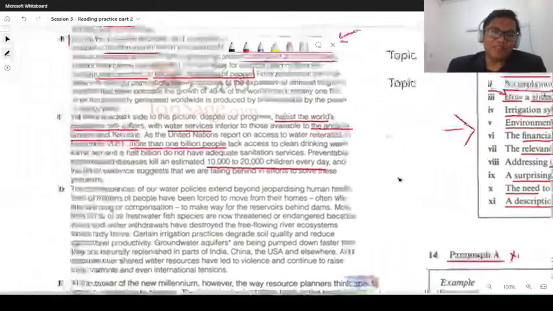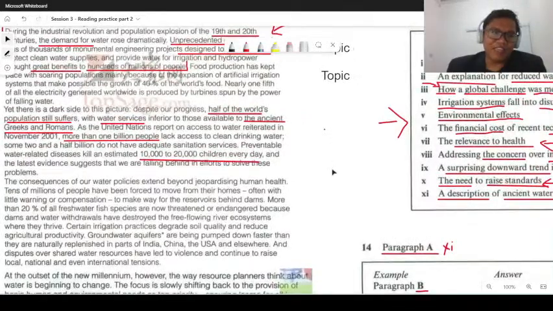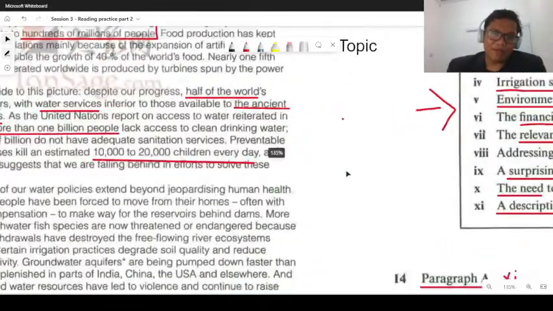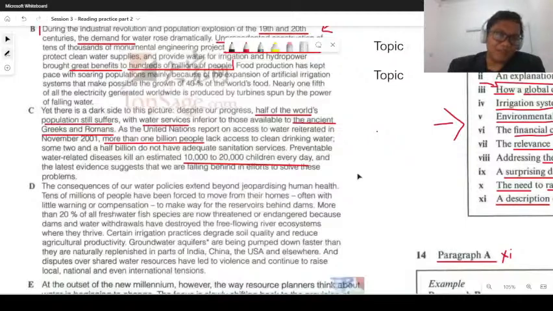So let's take a look again at paragraph C. What is the focus? Remember the main topic. How do you find the main topic? As in any English class, the main topic is usually the biggest picture of that paragraph, and the rest of the sentences will support that picture, right? So you have one sentence, and the other sentences are just going to be supporting it. So let's take a look again at the first two sentences. Yet there's a dark side to this picture.